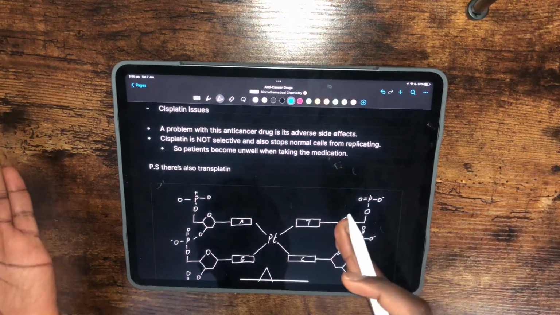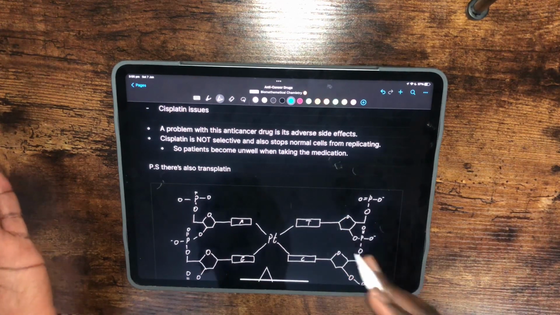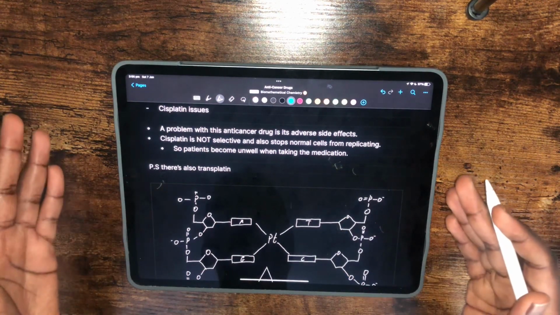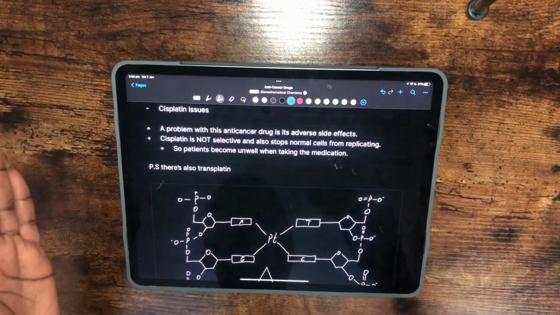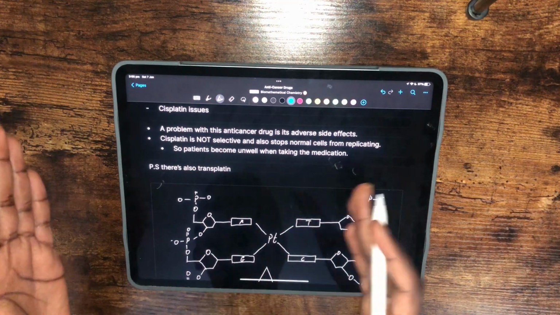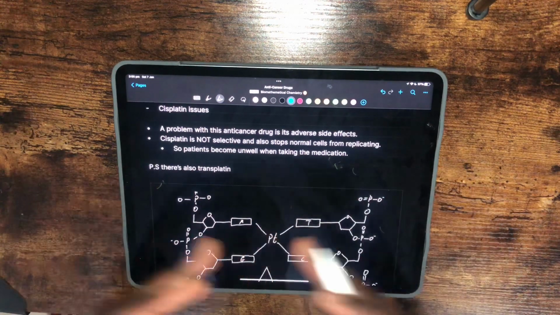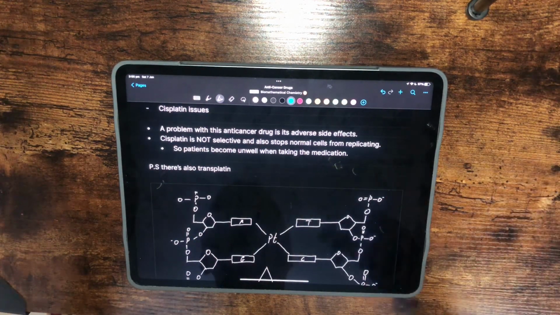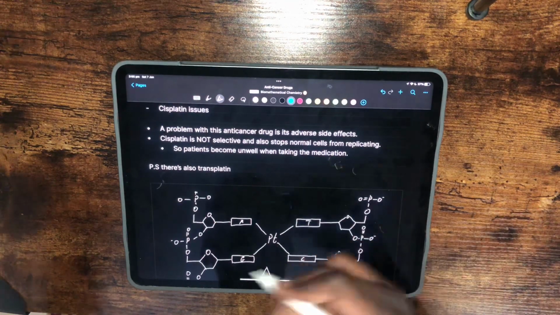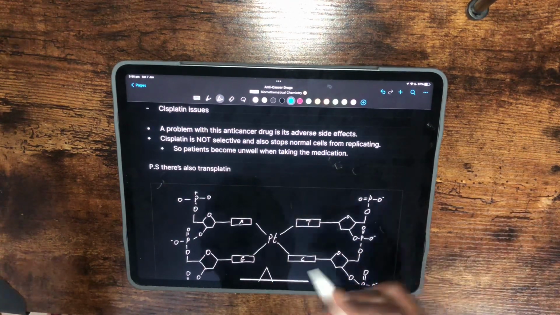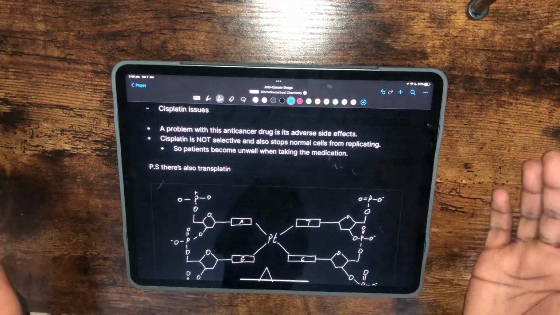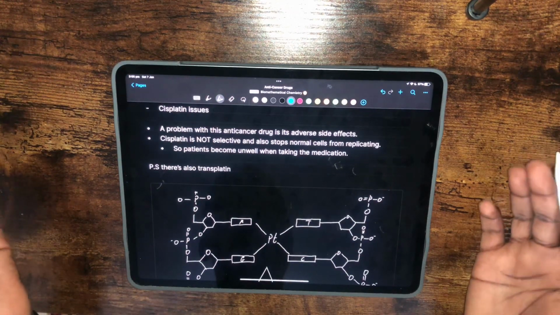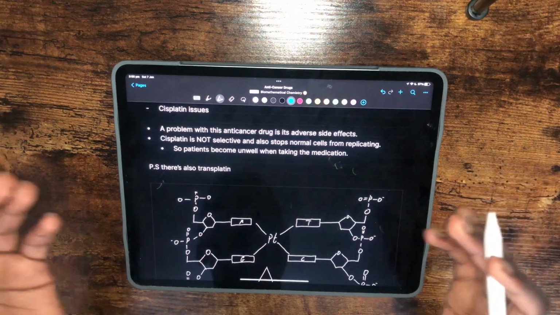You're targeting this medicine at a specific site in the body where you believe there's a high concentration of tumor cells, and you prevent DNA replication, hence you prevent cell replication. However, it's not selective. So if there are any healthy normal cells in that area as well, you're also preventing DNA replication of those cells as well. So that is one of the side effects. It's not selective.